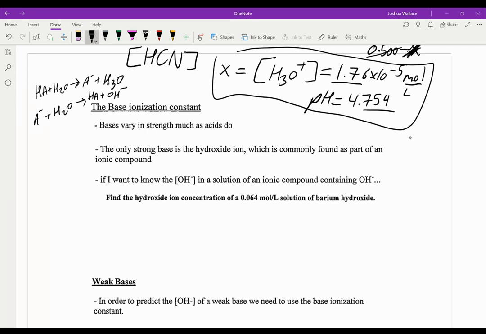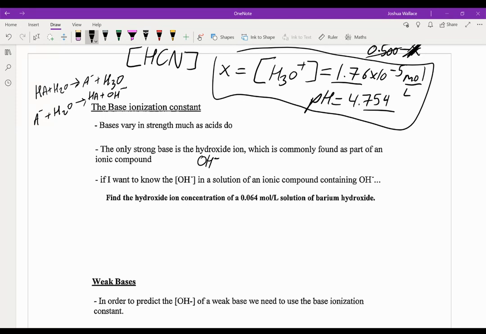So bases vary in strength, much as acids do. The only strong base is the hydroxide ion. So we have those six strong acids, but we only have one strong base, which is the hydroxide ion. It is commonly found as part of an ionic compound, so a lot of times we'll see it with sodium or barium. And if I want to know the hydroxide concentration in a solution of an ionic compound containing OH minus, we have to take whatever it's a part of and dissociate it.